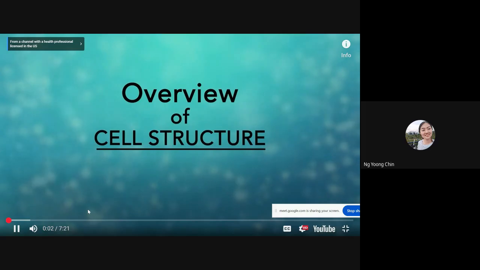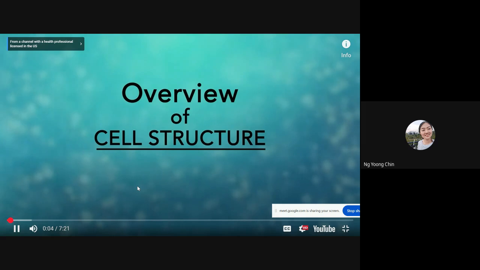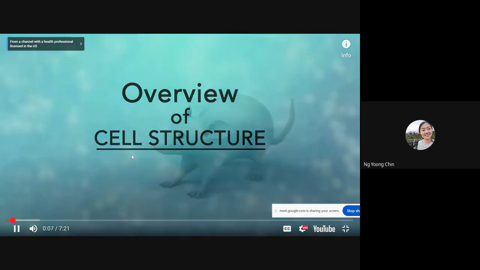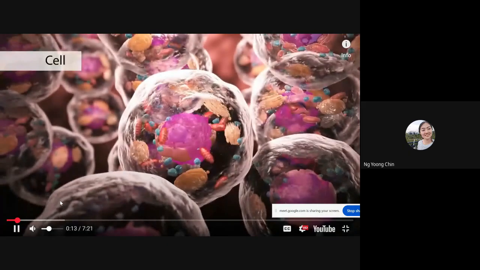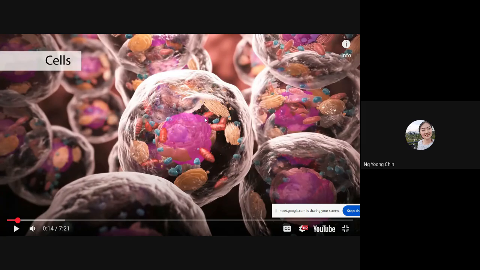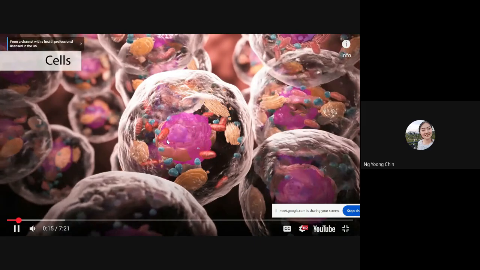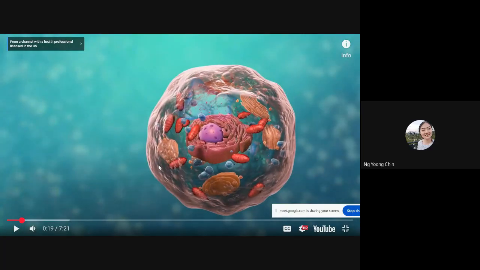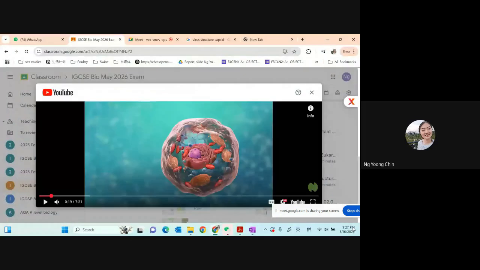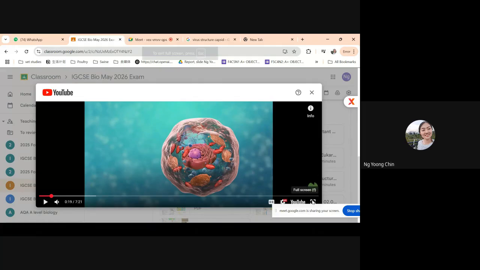Can you listen to the sound? Sound can listen? You can see those are the cells. You can see inside the cell, they have their individual nucleus and also organelles. So those are referred to as eukaryotic cells. You can listen to the video sound, right? We can't. Oh, cannot. Why cannot? I'm so sorry. It's okay. I will explain to you.